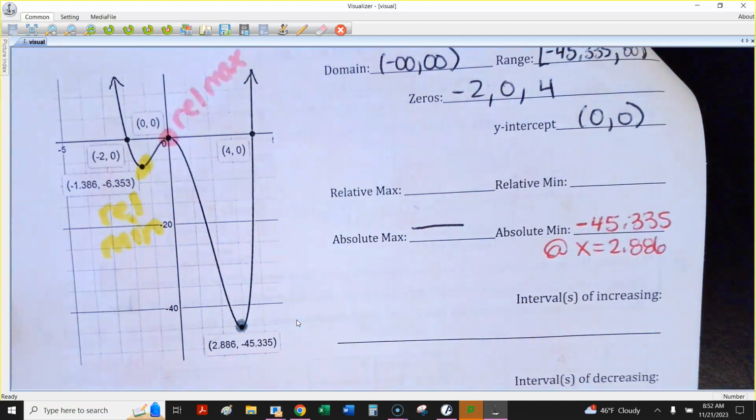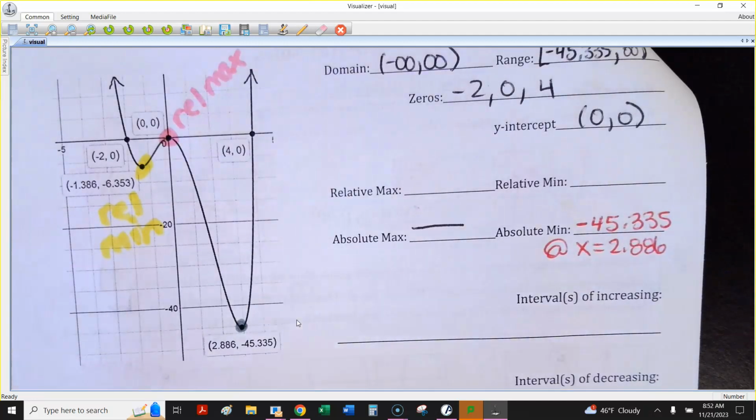Now, absolute minimum, kind of like the bottom of a parabola, all the way at the bottom. This is a relative minimum. It's still at the bottom of the parabola, but it's not as low as this. So this is a relative minimum. This is an absolute minimum. So that's the difference there.